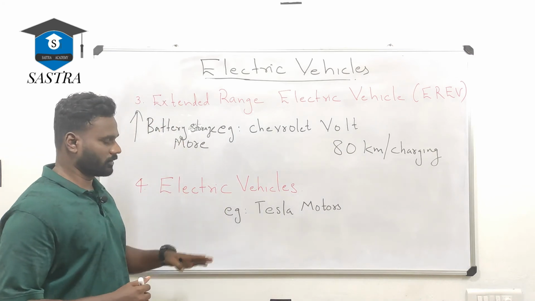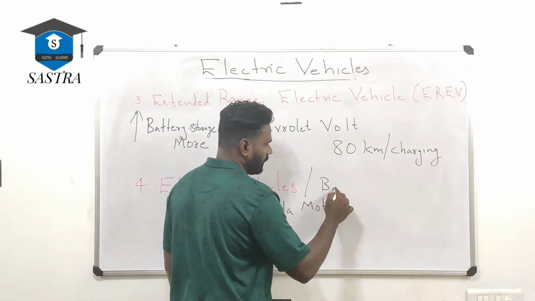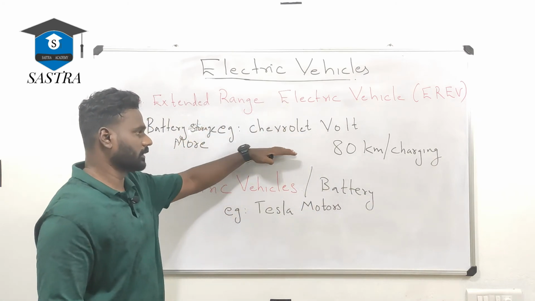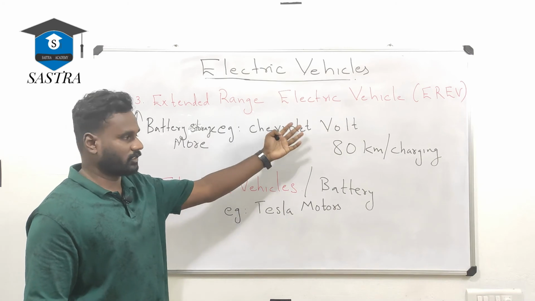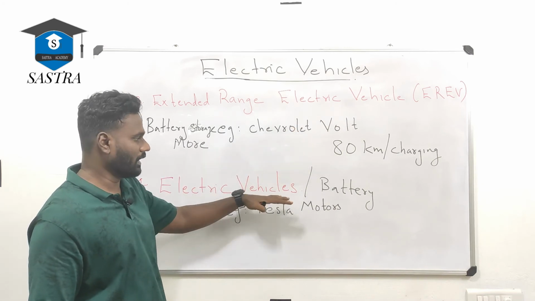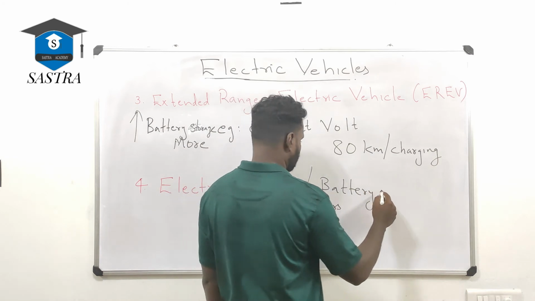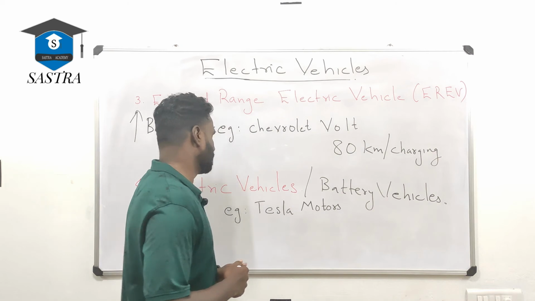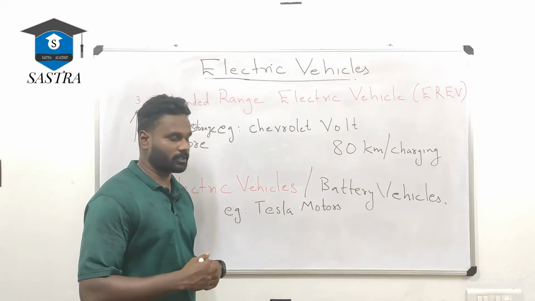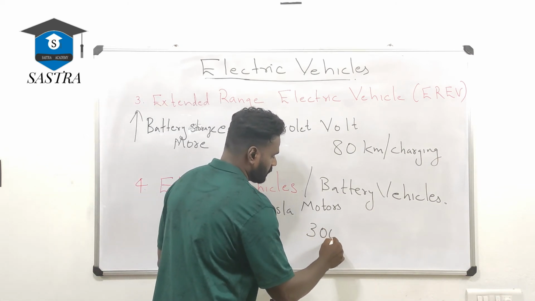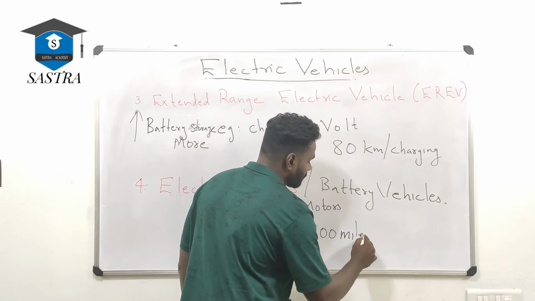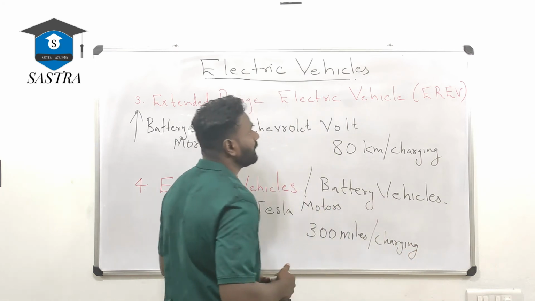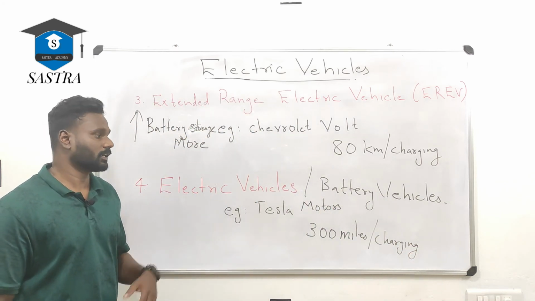Next one is the electric vehicle. It is otherwise called battery vehicles. Here the difference is it only works on battery or electricity. No other gasoline sources, no hybrid sources, only electric. It is called a battery vehicle because it works only on battery or electricity. The example, as we all know, is Tesla Motors, which gives a range of 300 miles per charging. Okay, so these are the applications where batteries are mainly used in electric vehicles. We have seen the four types of electric vehicles.